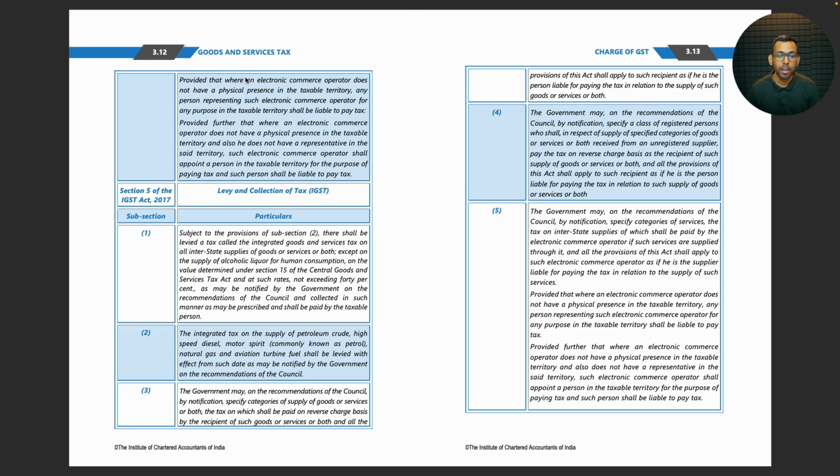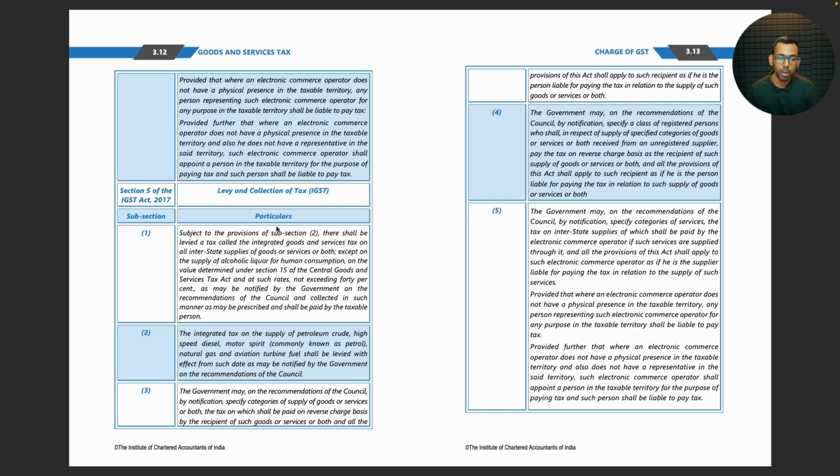Provided that where an electronic commerce operator does not have a physical presence in the taxable territory, any person representing such e-commerce operator for any purpose in the taxable territory shall be liable to pay tax. Provided further that where an e-commerce operator does not have a physical presence in the taxable territory and also does not have a representative in the said territory, such e-commerce operator shall appoint a person in the taxable territory for the purpose of paying tax, and such person shall be liable to pay tax.